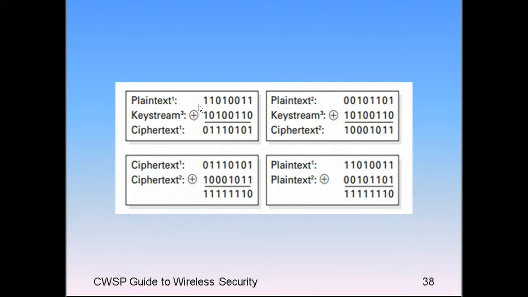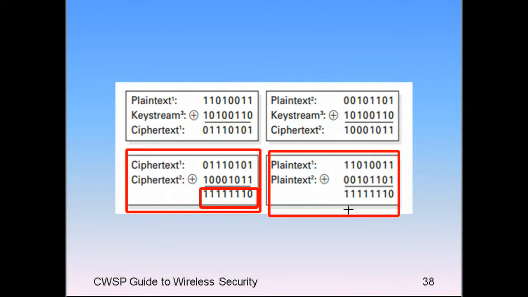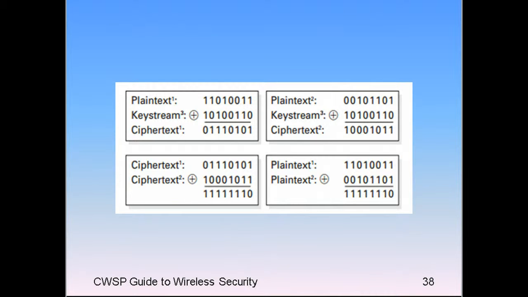This is another one: the plain text, key stream, ciphertext, plain text 1, plain text 2, and again ciphertext 1 XOR'd with ciphertext 2 in its collision. We're going to get the same value as if we XOR'd the plain texts, so that we can work our way backwards on those and get the encryption.